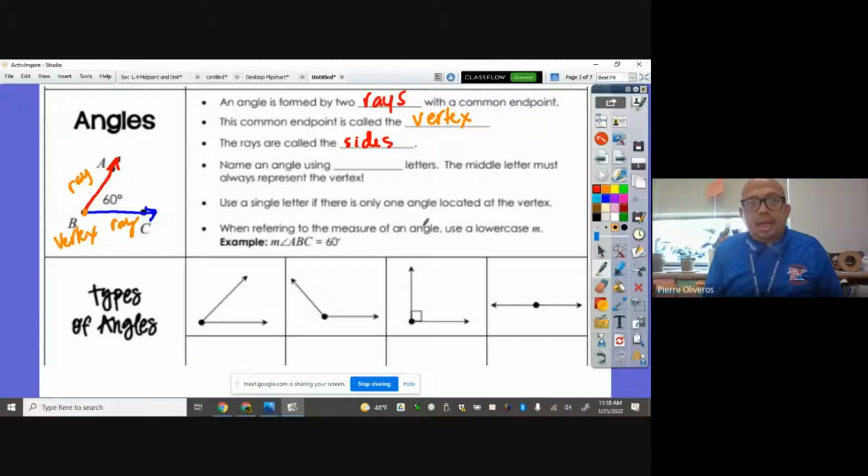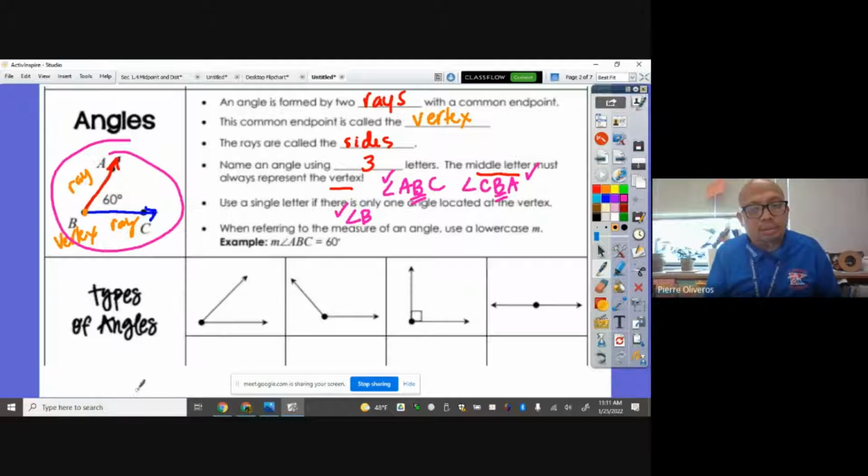of the angle. How do we name an angle? Using three letters. The middle letter must always represent the vertex. So in naming this angle here, we can say angle ABC. The B must be the vertex. Or you can swap it, make it CBA, that's fine. Or we could also use a single letter, naming it only by the vertex, which is angle B. So either angle B, angle ABC, or angle CBA could represent this angle here, okay?